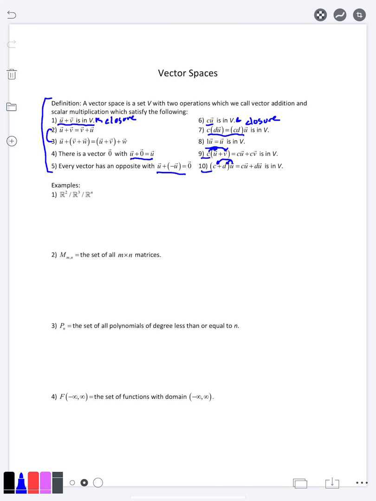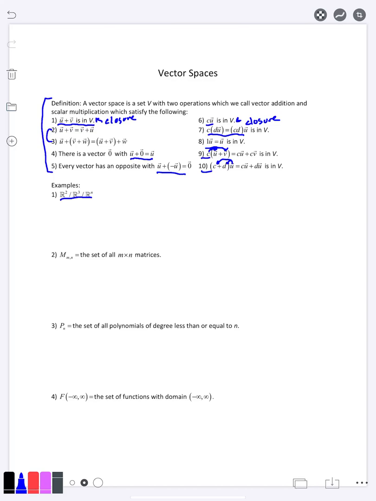vector spaces. So one of which is R2 or R3, or if you want to make it even higher dimensional, Rn here. These are the prototypes for vector spaces. These are the ones you first deal with, and they're the easiest to manage.